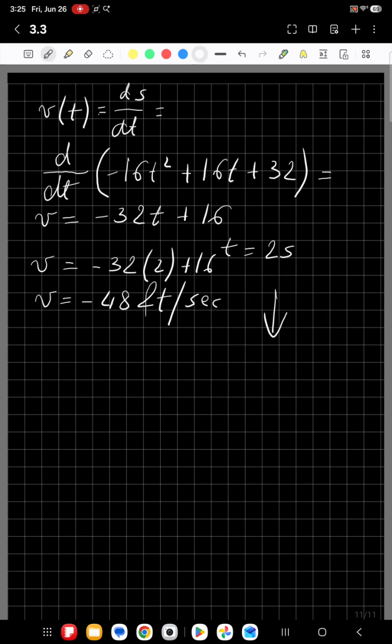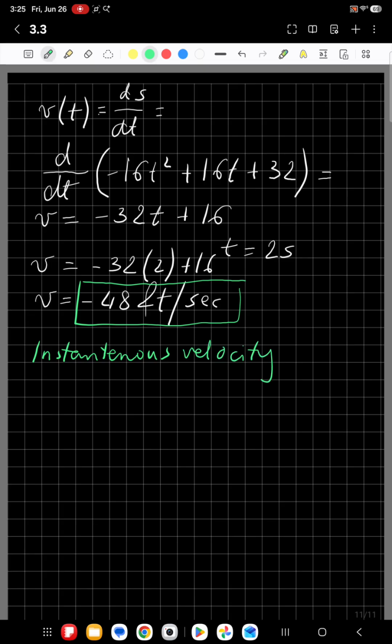Okay, anyway, so let's write down the answer. The instantaneous velocity of the diver at t equals 2 seconds is negative 48 feet per second.